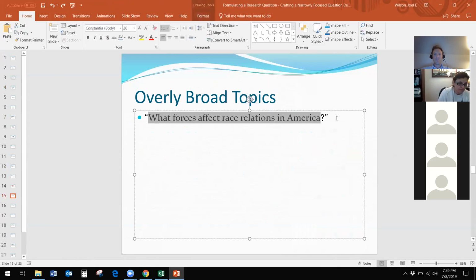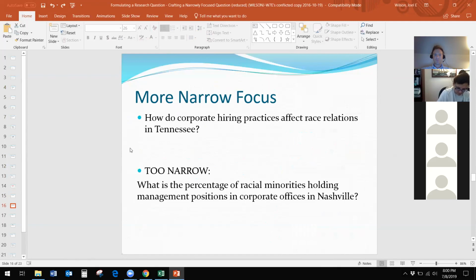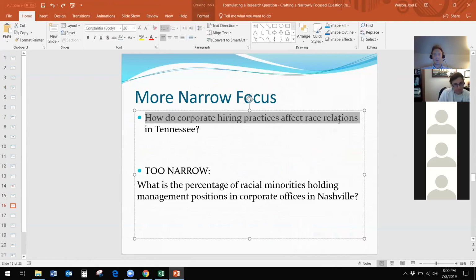What forces affect race relations in America? Oh, good grief. We might as well ask, how many foods do people like? Well, what about a more narrow way to ask that? How about how do corporate hiring practices affect race relations in Tennessee? Much more narrow, right? We're not talking about all kinds of factors. We're not talking about all across the country. We're talking about one place, one factor. What's the connection?